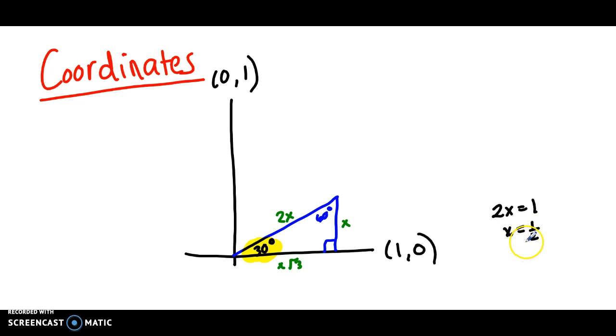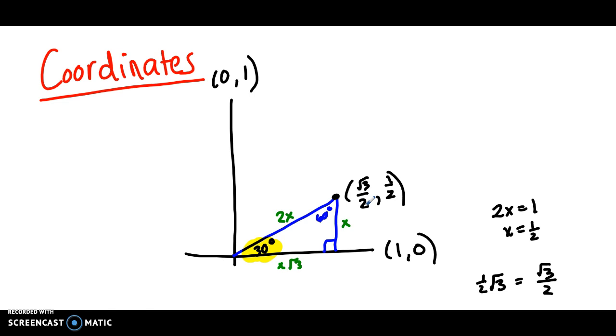Knowing this, we should be able to determine the ordered pair for this spot here. So we know already that our y value, because this is going to be our y value, the vertical distance, our y value is going to be 1/2. And to figure out what our x value is for this, we're going to have to plug in our 1/2 for x. So we have 1/2 root 3, which is root 3 over 2. Okay, so that's just one of our ordered pairs.